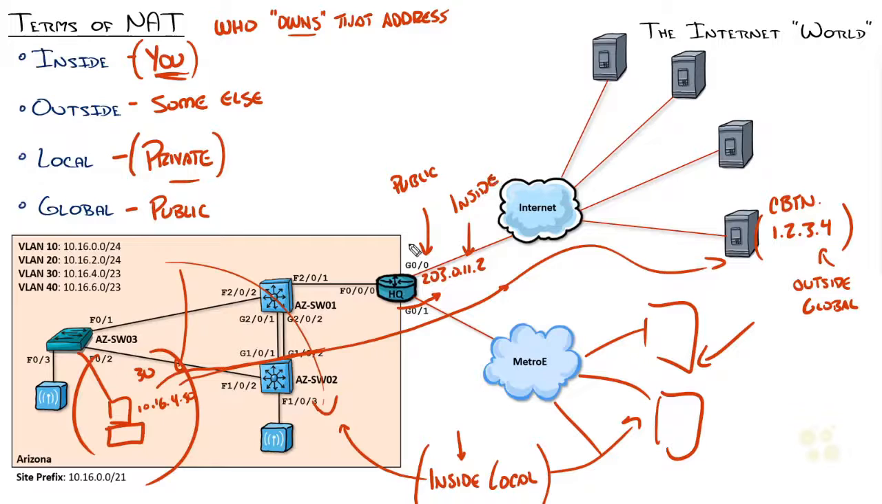So it's assigned to your router. You're in control of it. All the traffic goes to and from that. And it's public, right? So inside global. And that would be accurate. That's the third term. So term number 1, term number 2, term number 3, right?